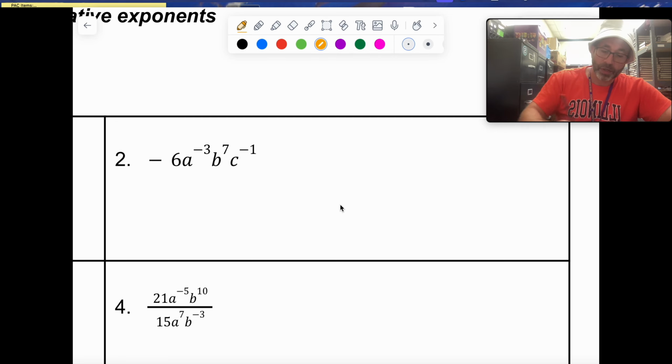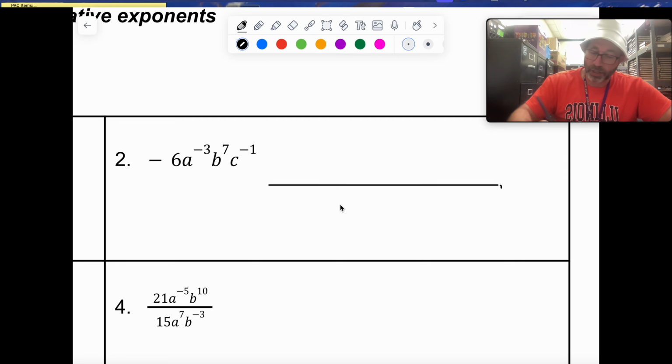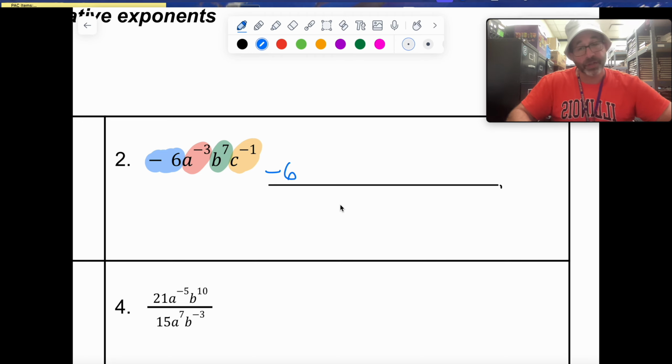All right, we're going to go ahead and draw in our line. Let's start off by first highlighting each one of these. We've got a negative 6, a negative a to the negative 3, a b to the 7th, and a c to the negative 1. Okay? That negative 6 is not an exponent. It's a number. So remember, that does not move.